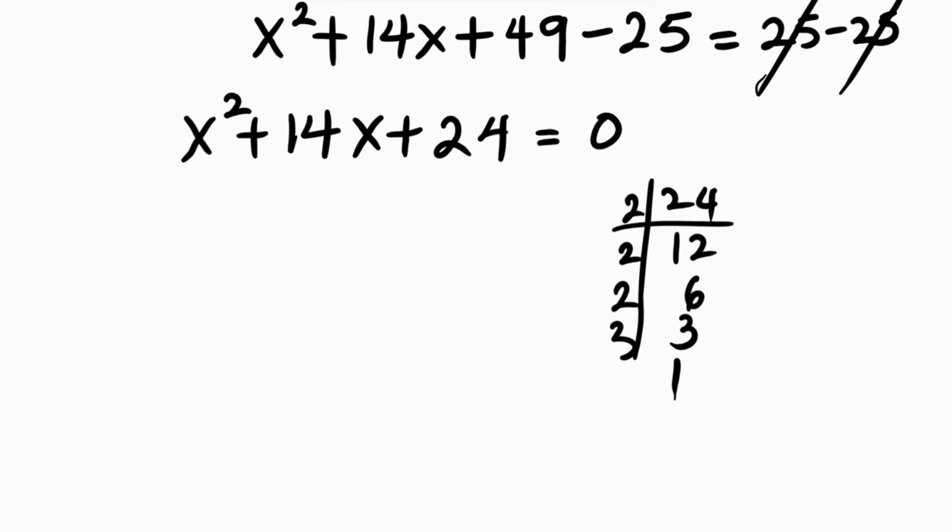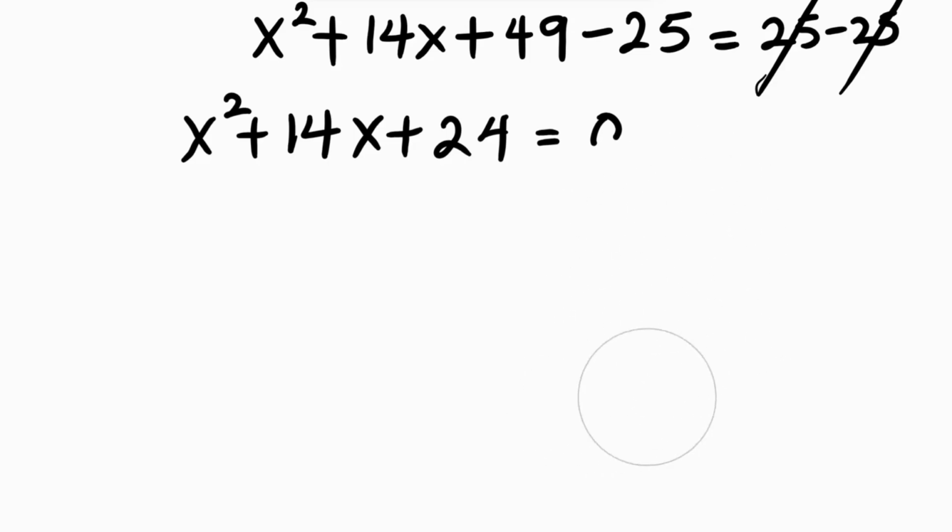So 2 times 2 is 4, times 2 is 8. 8 times 3 will not give us that. 6 times 4 is 24. 12 times 2 is 24. Okay, so we have 12 and 2. 12 and 2 will give us 24, and 12 plus 2 will give us 14. So we'll go with that.